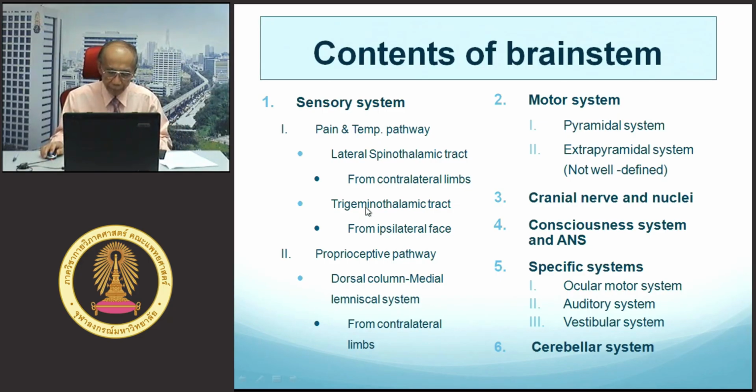Contents of the brainstem include: number 1, the sensory system, including the pain and temperature pathway, the lateral spinothalamic tract, concerned with pain and temperature from the contralateral side of the limbs, and the trigeminothalamic tract, concerned with pain from the ipsilateral side of the face.